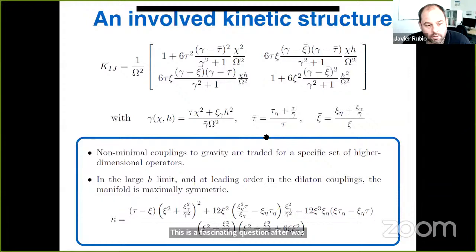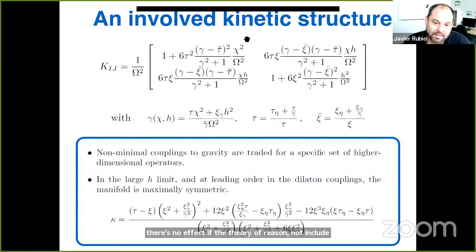When you move to the Einstein frame, all the information of the international gravity are replaced by a specific set of higher dimensional operators. So in some sense, this is different from including directly the terms from the very beginning in the Einstein frame. Because if you include a higher order operator, there is no effective field theory reason not to include others. Okay, so you want this kind of non-minimal coupling to gravity as a selection rule for higher order operators.